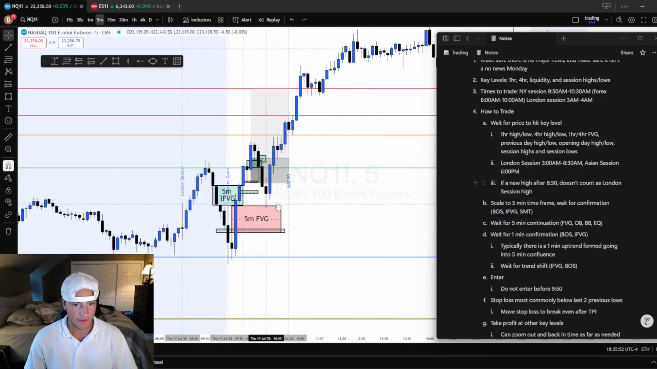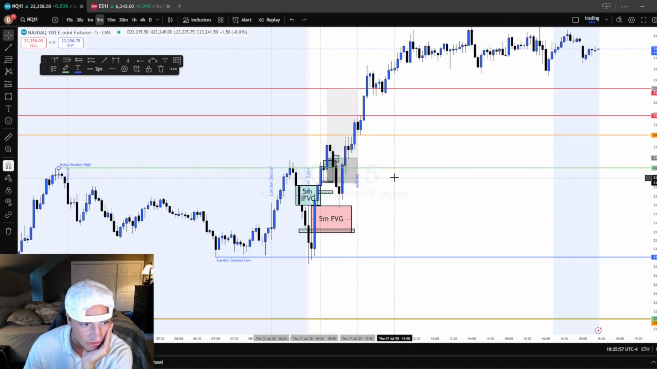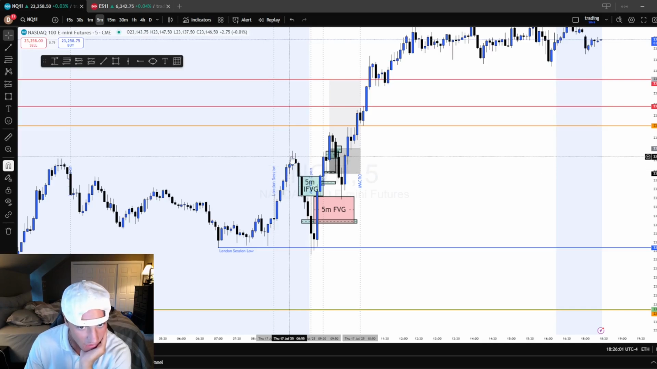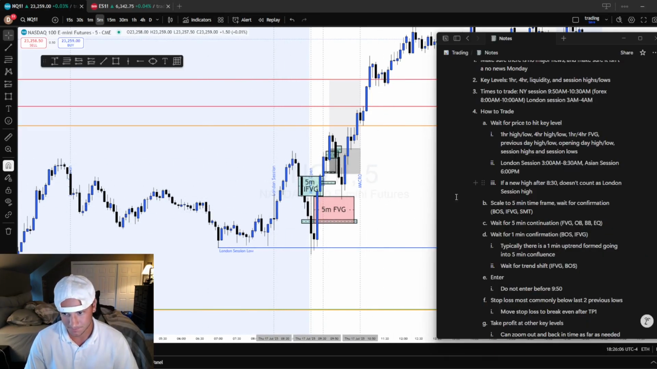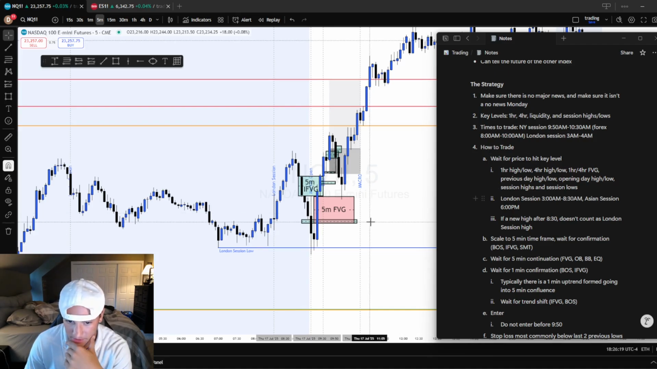Because today we had market open. We took out this Asian session high in pre-market. So we had this low. The first thing we would have needed to do, make sure there's no news. There was no news today. Key levels. This was a key level. Here's our times to trade. Wait for price to hit key level. Okay. Price came down, hit this key level. London session low.